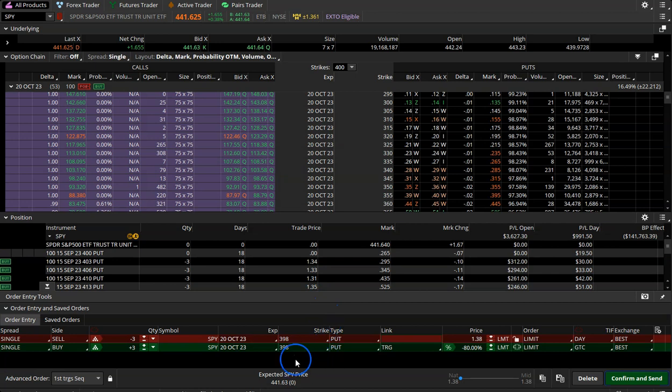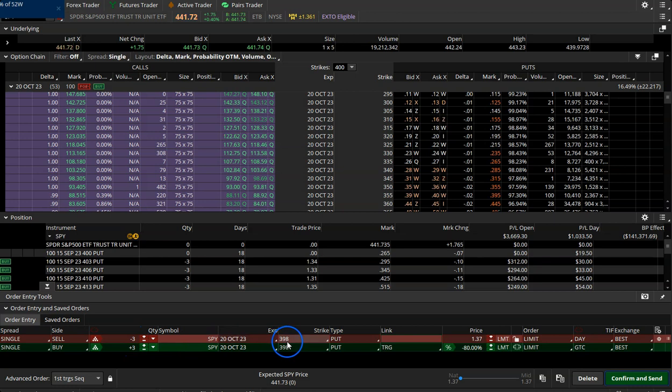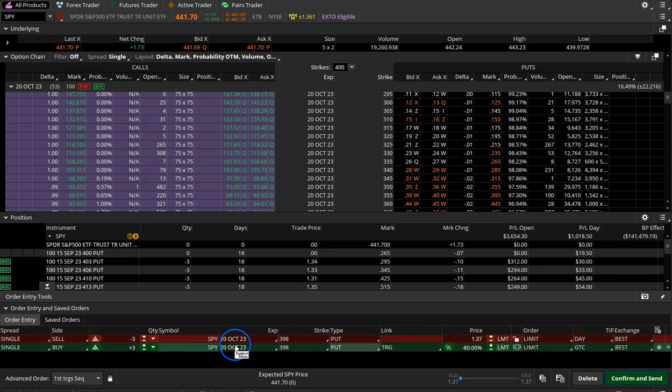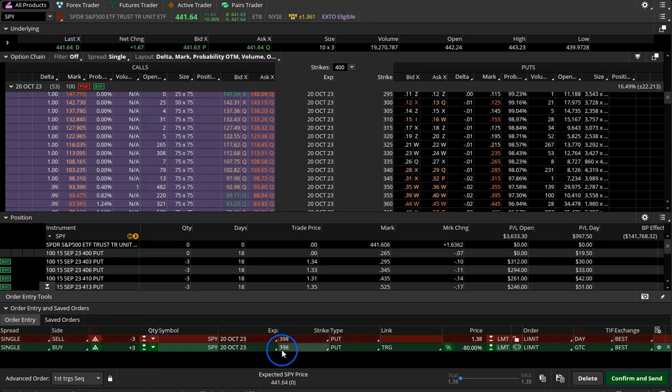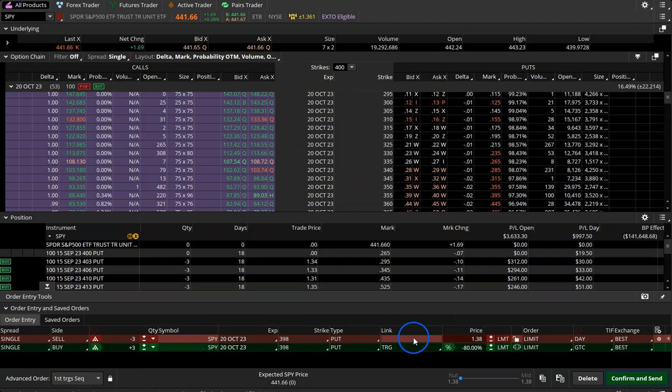So here, if I'm selling to open the October 20th 398 put, it's currently going for $1.37. And then simultaneously, once this order gets filled, it triggers the next order, which is a buy, and this is going to be to close. If sell to open fills, this order becomes buy to close. Same exact strike, 398, right? This order is triggered by the initial order, which is sell to open.